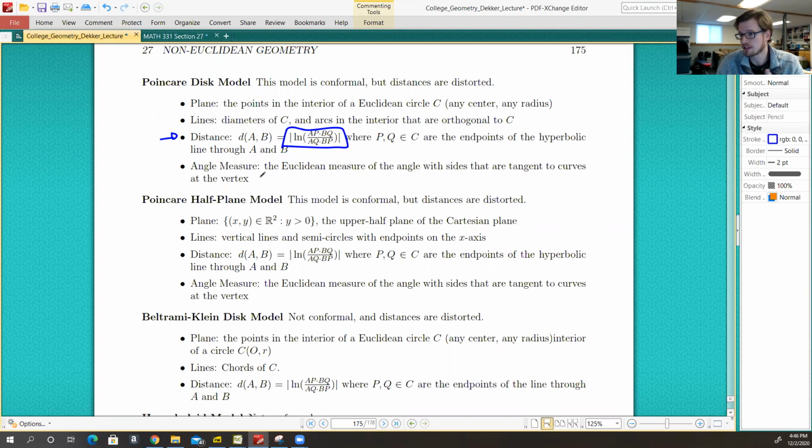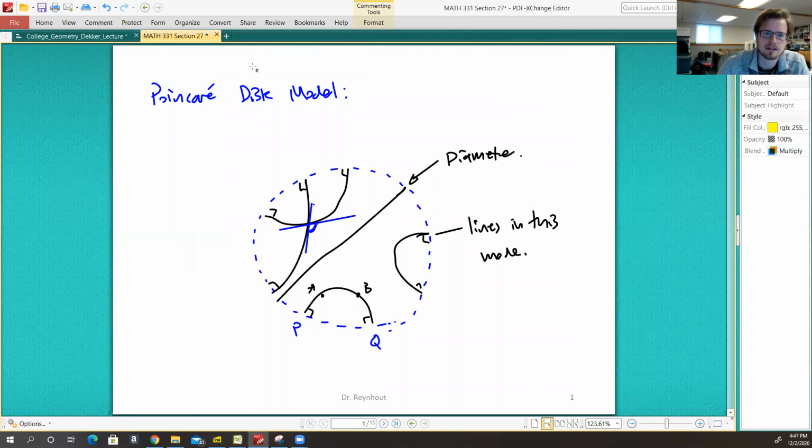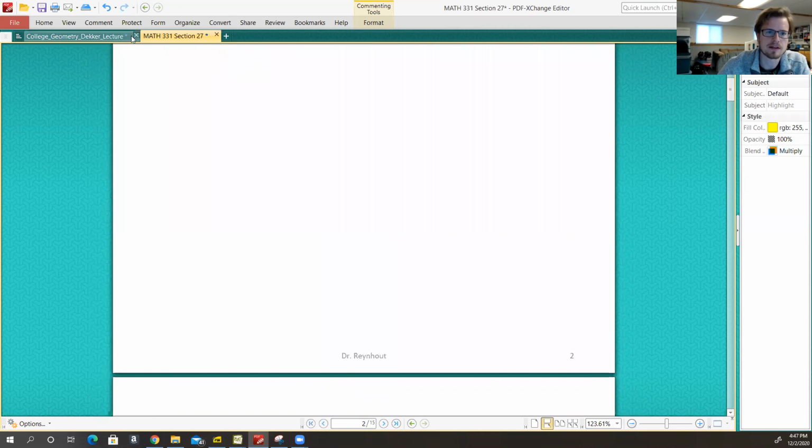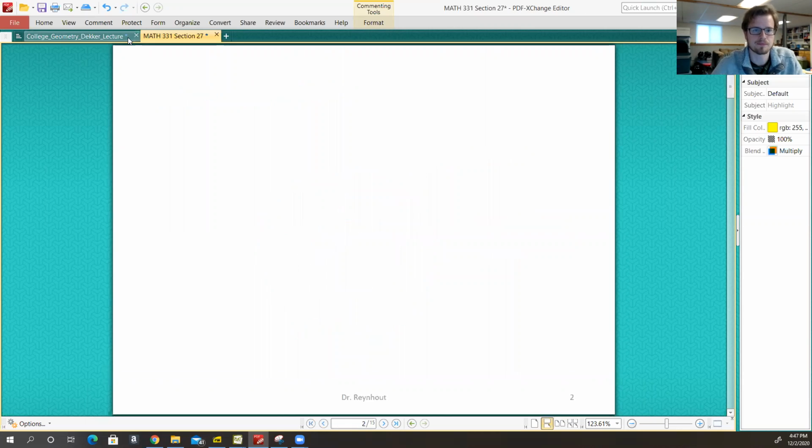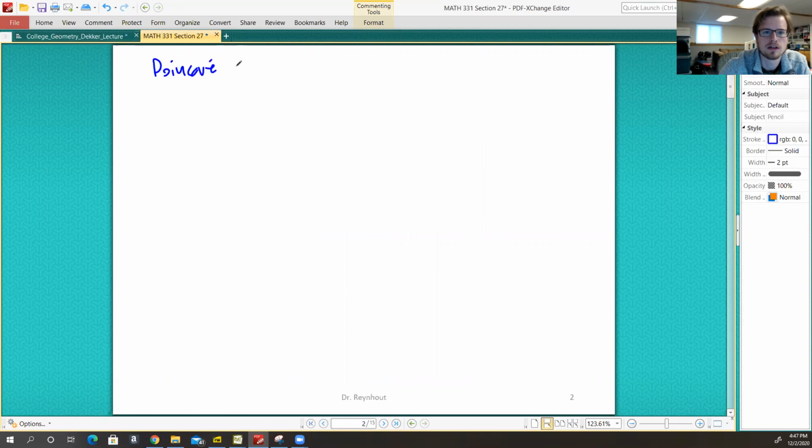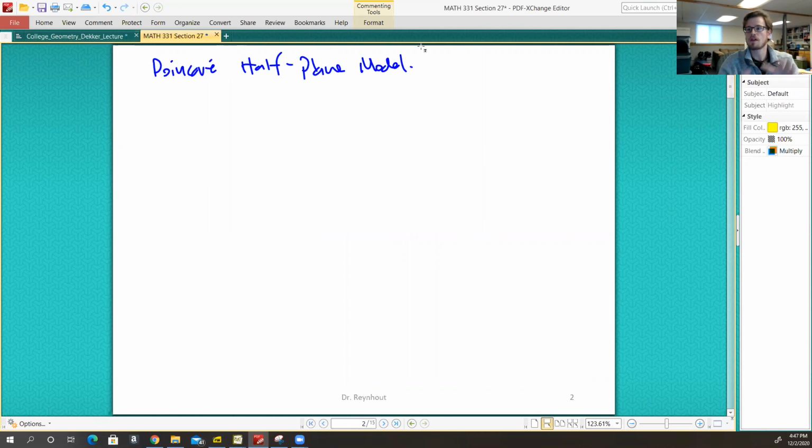of lines in this model. So the Poincaré half-plane model. So these are all the hyperbolic geometry. These are different ways that we can represent the geometry. In Euclidean geometry, it's just a plane. It goes on forever. It's flat, right?